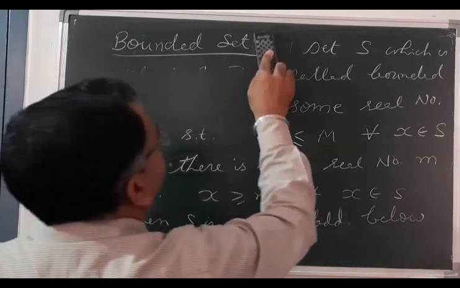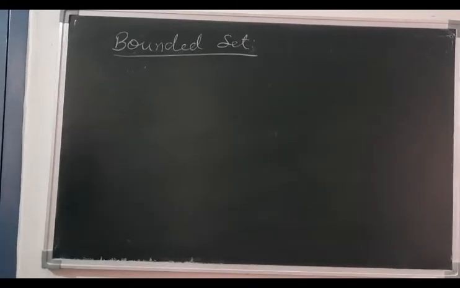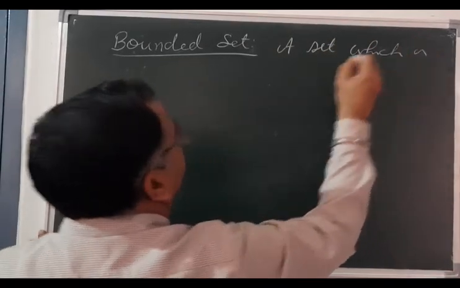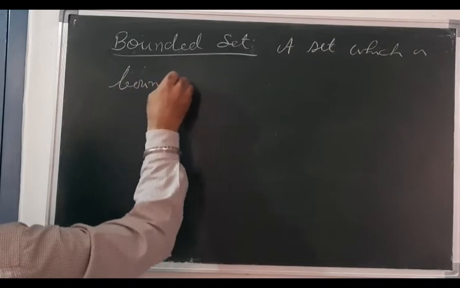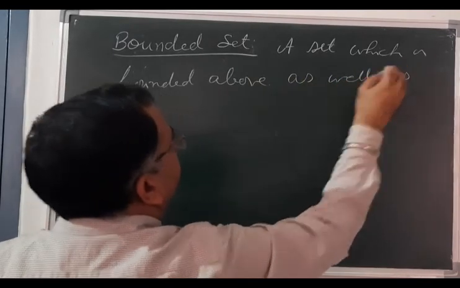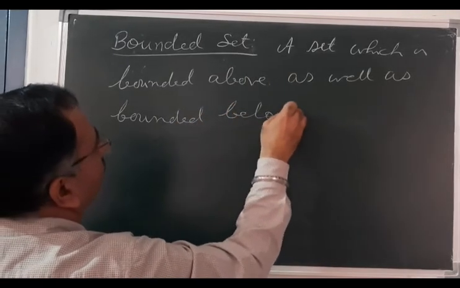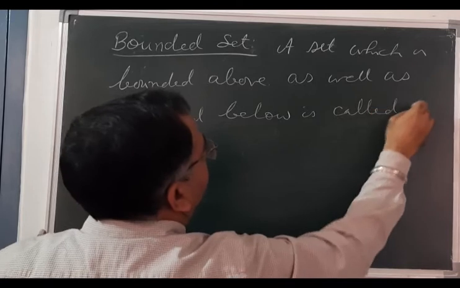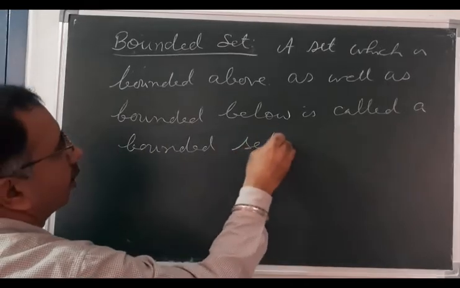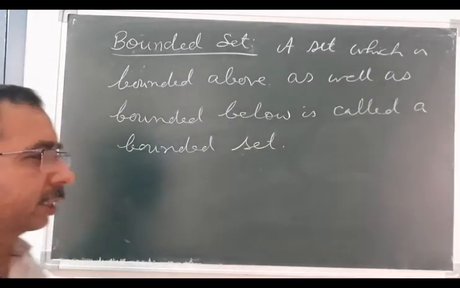So a bounded set means a set which is bounded above as well as bounded below is called a bounded set. So now, what are examples of bounded sets?